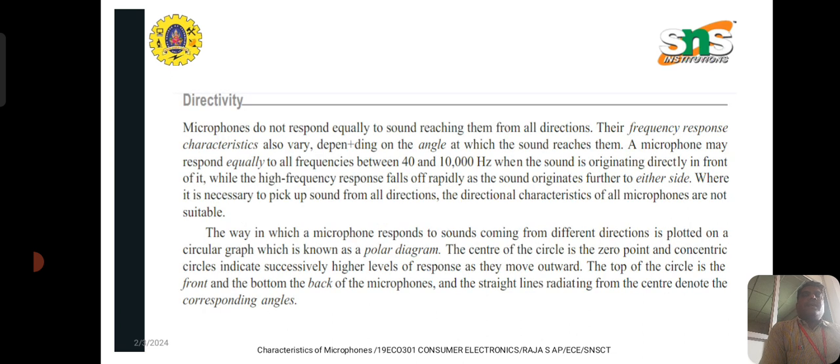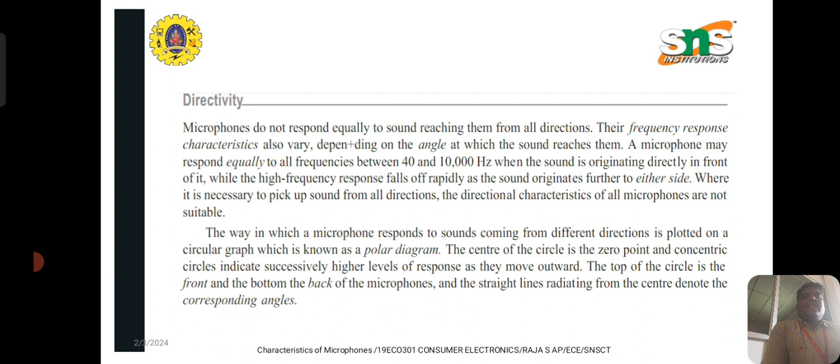Next, and the last important characteristic, is directivity. Microphones do not respond equally to sound reaching them from all directions. Their frequency response characteristics also vary depending on the angle at which a sound reaches them. That is why in an open auditorium, microphones are placed near the speaker.